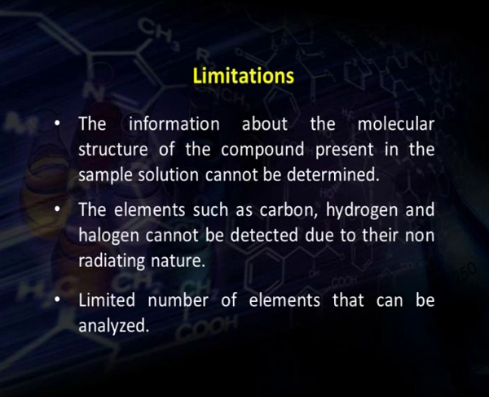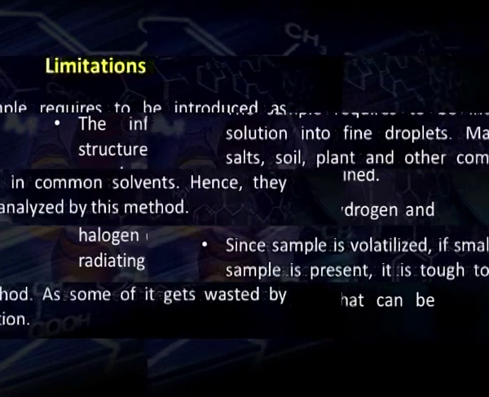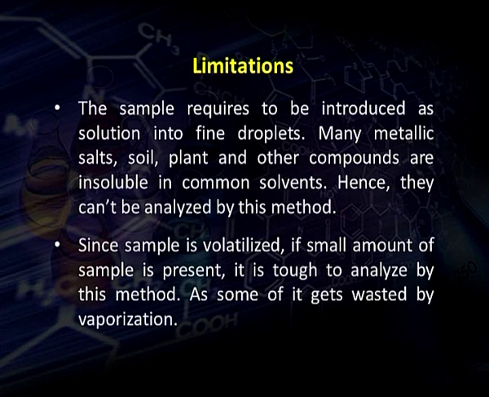Next, the information about the molecular structure of the compound present in the sample solution cannot be determined. Next limitation is that elements such as carbon, hydrogen, halides cannot be detected due to their non-radiating nature. Next limitation is that a limited number of elements can be analyzed using a flame photometer. Mostly alkali and alkaline earth metals are analyzed using this technique. The sample requires to be introduced as a solution into fine droplets.